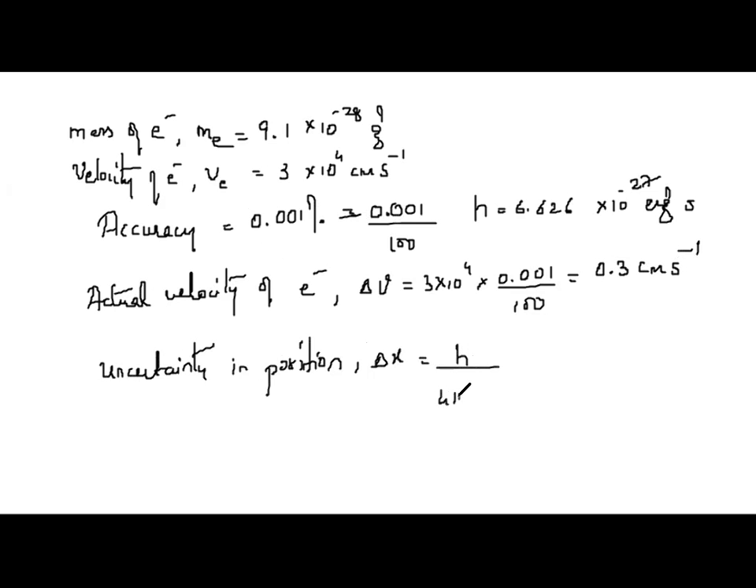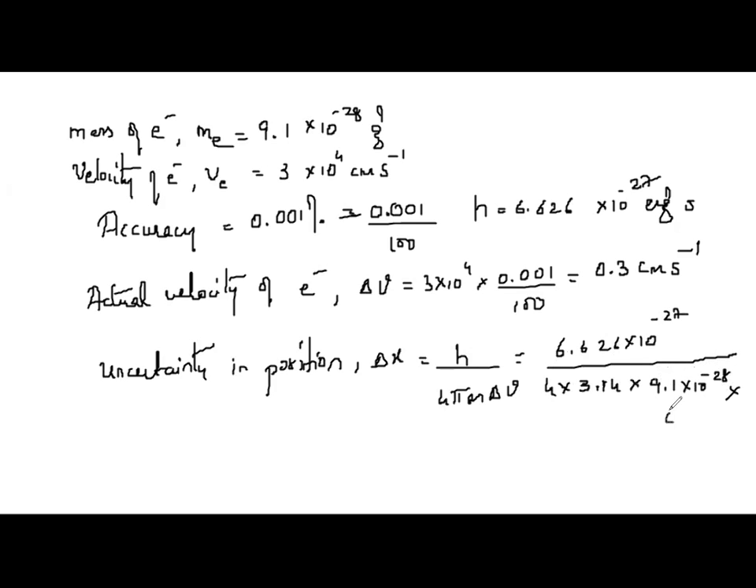Uncertainty in position. So delta x will be equal to what? h upon 4 pi m delta v. So h is what? 6.626 into 10 raised to minus 27 ergs. 4 into 3.14 into 9.1 into 10 raised to minus 28 into velocity, which is 0.3. That's it. Solve it out. You will get the answer 1.93 centimeters. Understood?